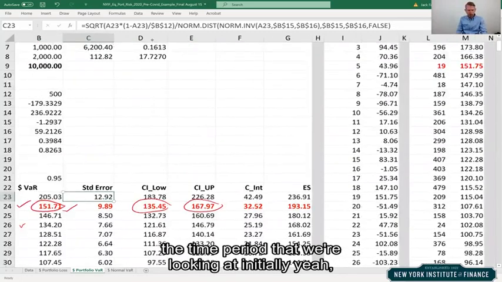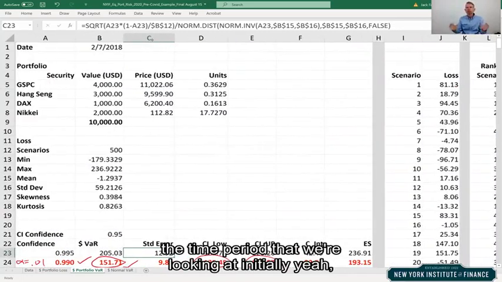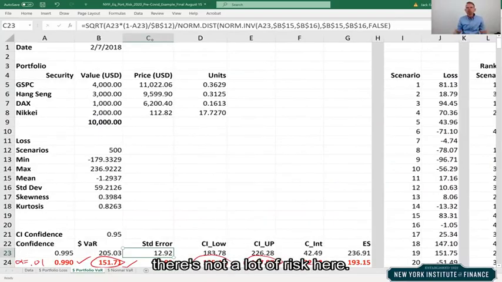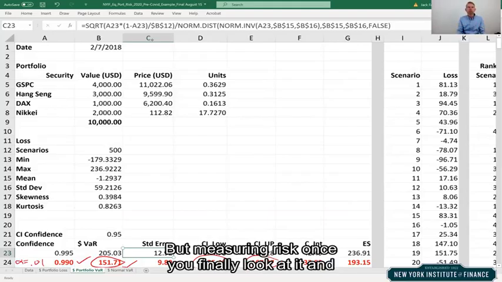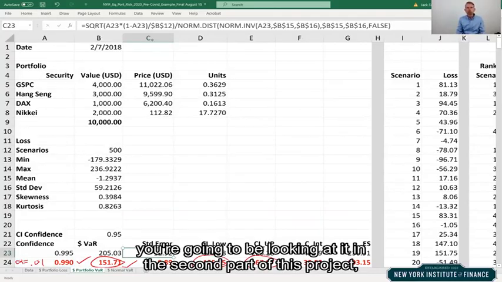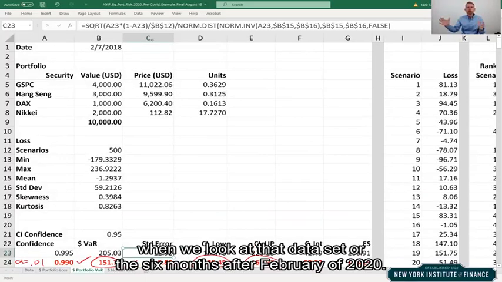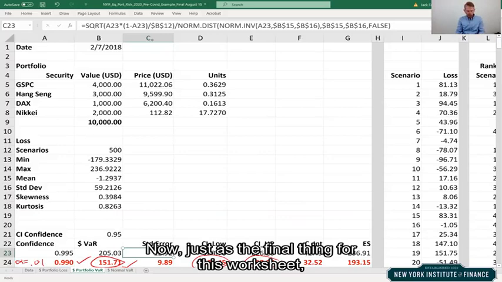And as I said, for the time period that we're looking at initially, there's not a lot of risk here, but what you're looking at are some good ways of measuring risk. You're going to be looking at it in the second part of this project, when we look at the data set for the 6 months after February of 2020.